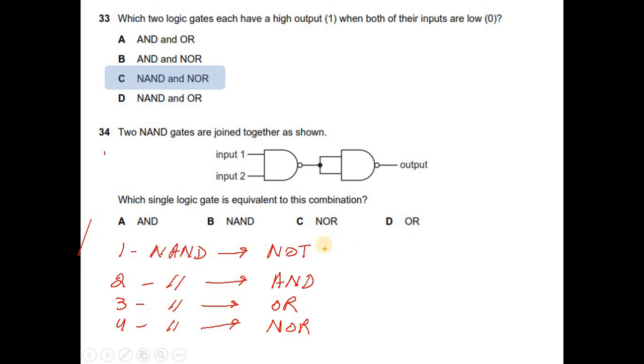So if you remember this, then I guess it will be easy for you to answer these types of questions rather than writing a truth table for each. This is the typical relation between NAND gates and the other single-output gates. So they are saying two NAND gates, so the option should be A.